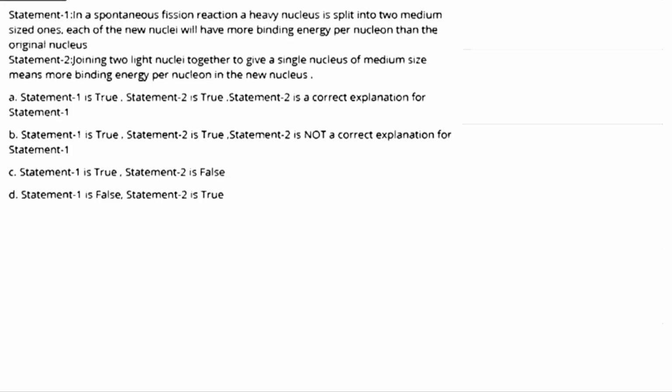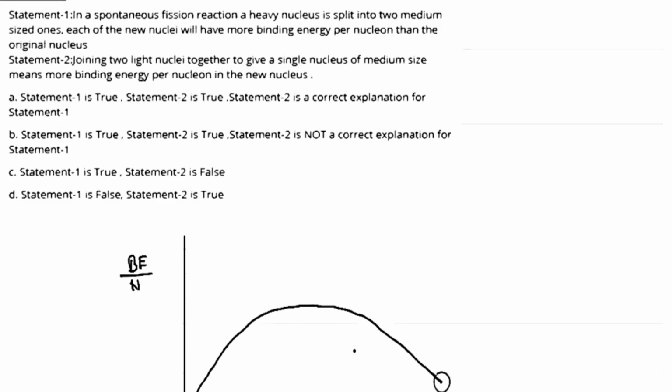Clear? Now, if we talk about the first statement, if we draw the graph of the binding energy per nucleon, then we can analyze. So let us consider this, and this is the binding energy per nucleon. This clear? Now the graph is like this. So we can see the graph is like this.